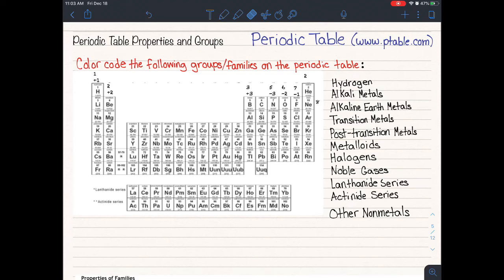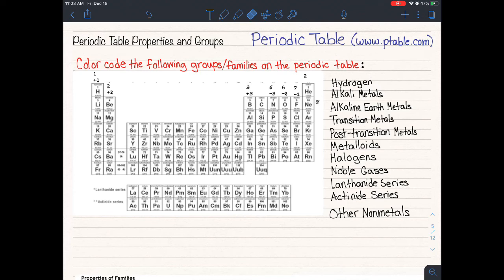For the remainder of this part of the video, I'm just going to go through color coding this out. I'll add a little bit of information, but really the information about the families themselves will come in the second part of the video. Starting off with hydrogen, I'm not even going to color code it. Hydrogen is its own family on the periodic table. It gets its own classification just because it is involved in so many different compounds that are formed, and it really does its own thing in comparison to other elements.